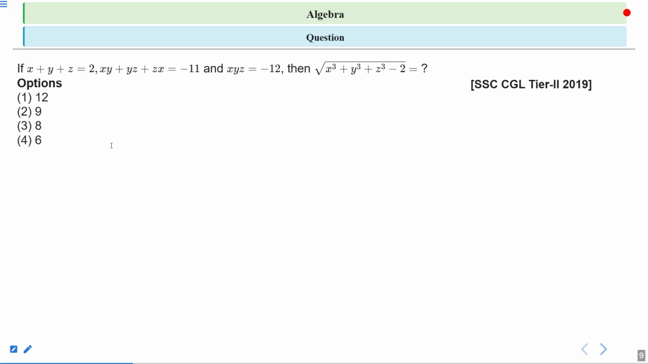If x plus y plus z equals 2, xy plus yz plus zx equals minus 11, and x into y into z equals minus 12, then under root of x cube plus y cube plus z cube minus 2 is equal to? This question was asked in SSC CGL Tier 2 exam in 2019. There are 4 options. First one is 12, second is 9, third one is 8, and fourth one is 6. Now you have 10 seconds to analyze the question. Your time starts now.